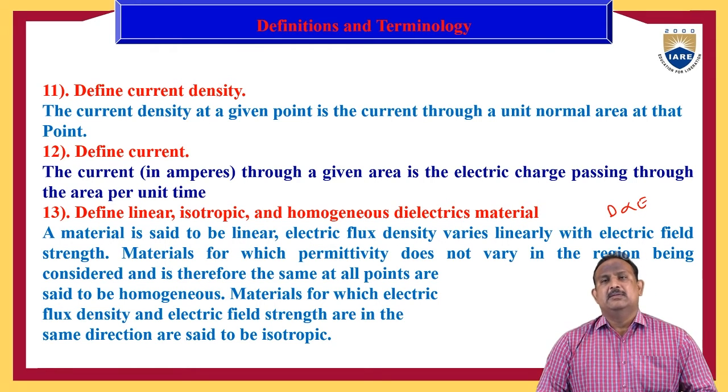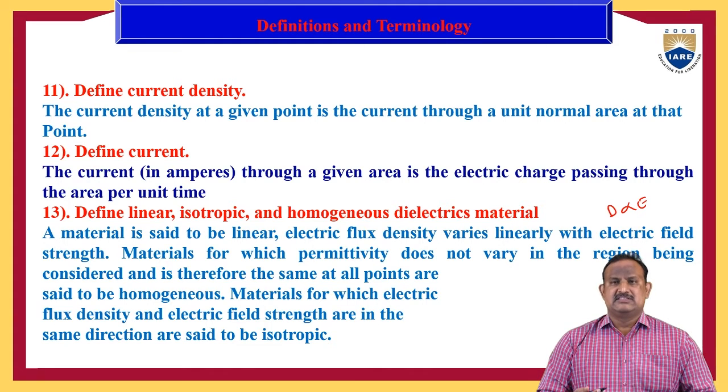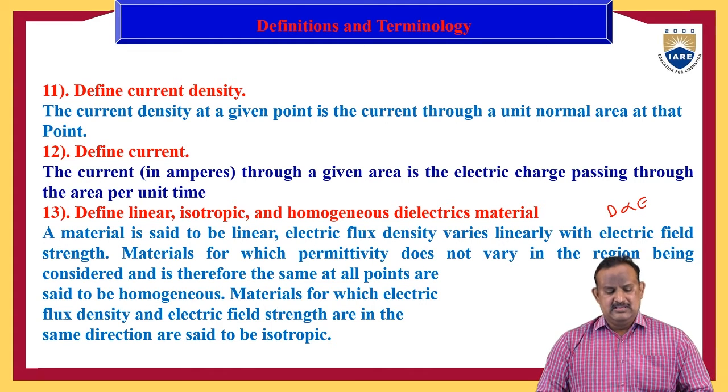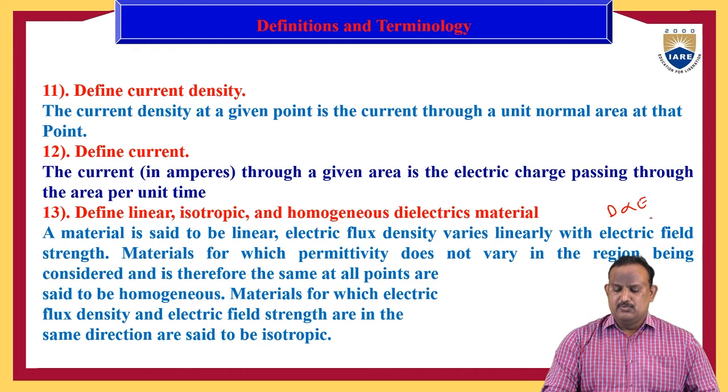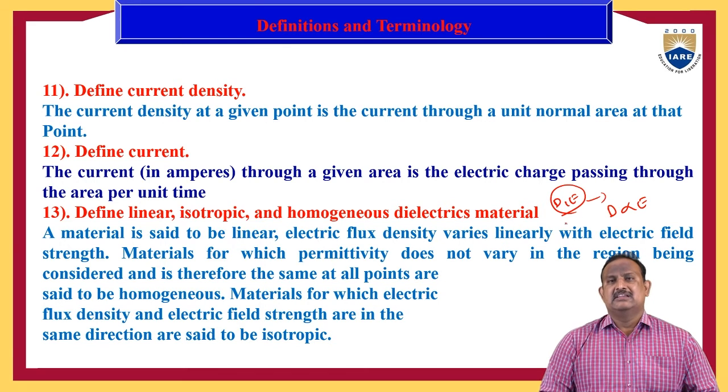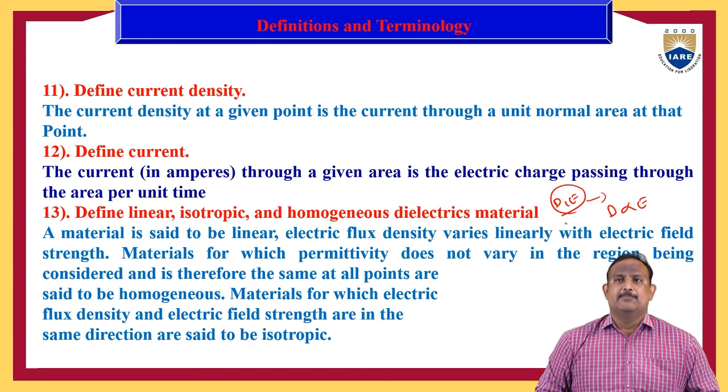homogeneous medium. Then, materials for which the electric field intensity and electric flux density, if both D and E are in the same direction, then we can say that the medium is an isotropic medium.